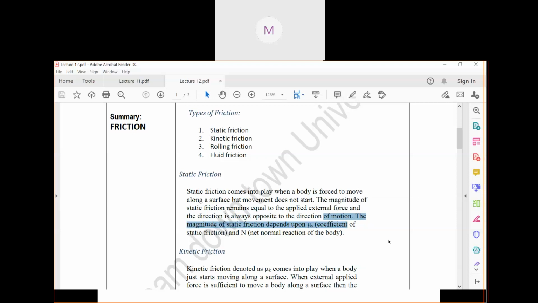You remember one thing always, in friction, what happens? The direction is always opposite to the direction of motion. So here the magnitude of static friction depends upon mu s, that means coefficient of static friction, and N. N means what? Net normal reaction of the body. So this magnitude depends upon these two factors.